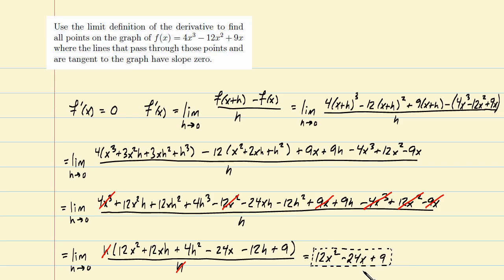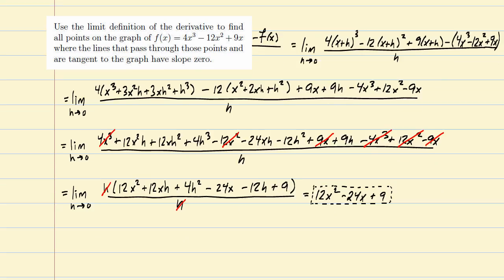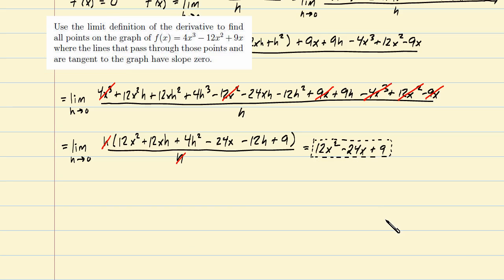Keep in mind, that's not what we were after. This is just a means to an end. Remember, I wanted the derivative so that I could solve for where the derivative is 0, because that's when I have a tangent line of slope 0. So what we need to do is solve for where this equals 0. Okay, so let's scroll down here a little bit so we have some room to work. Okay, so we set this derivative equal to 0.